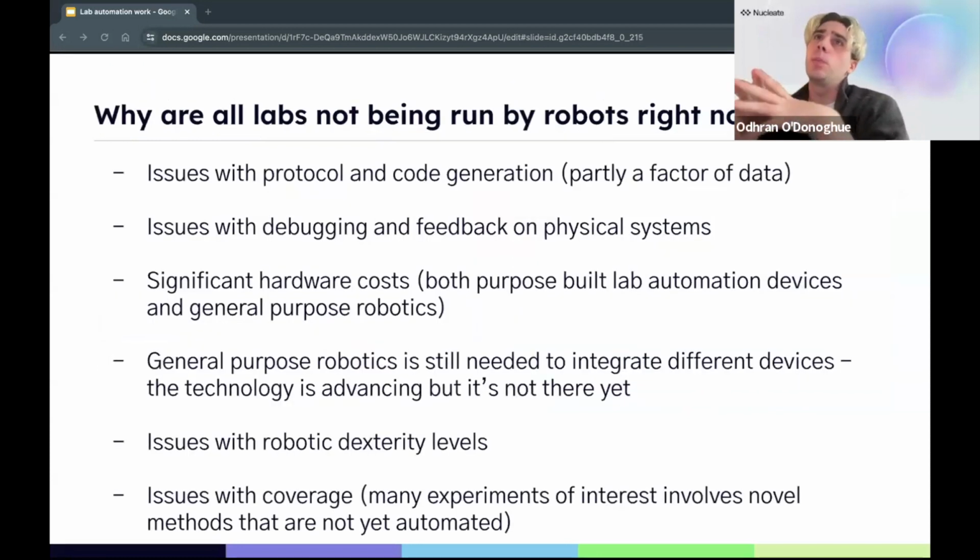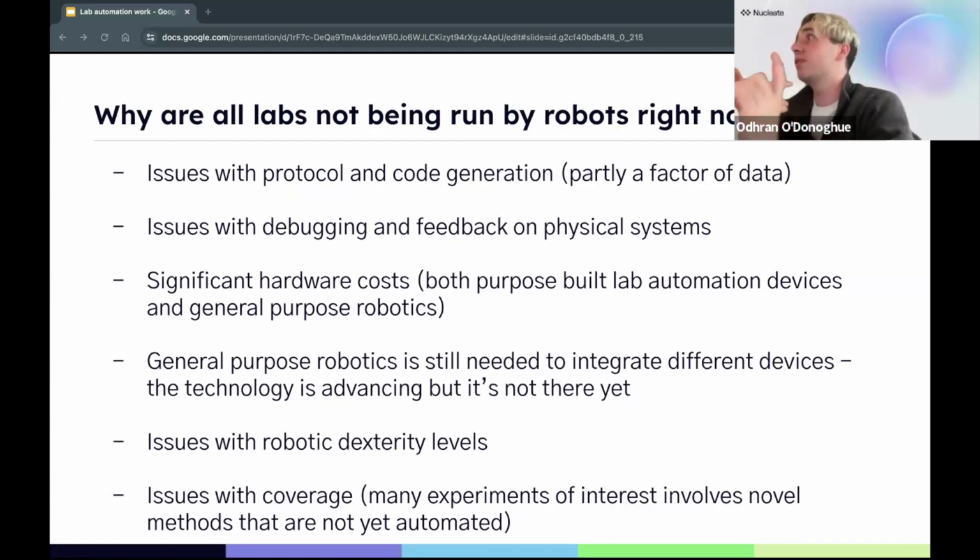Why are all labs not being run by robots right now? Firstly, we're not 100% there yet with protocol and code generation. We're getting pretty good, but we're not going to do everything perfectly. Secondly, there are still issues with debugging and feedback on physical systems. It's one thing to ask a GPT model, hey, my experiment didn't work. Why might it be? You may get some pretty good advice on that. It's another thing to have a robot do something and then work out why the robot went wrong.